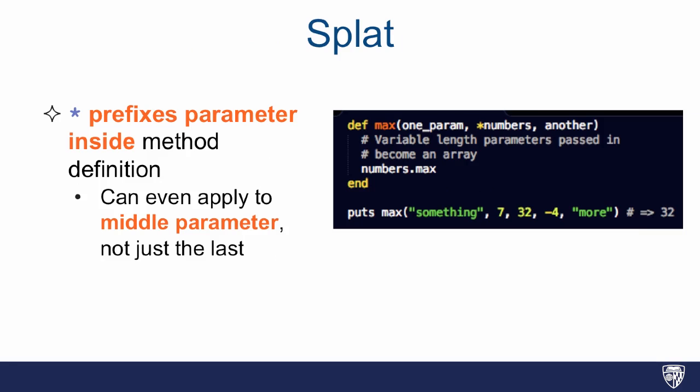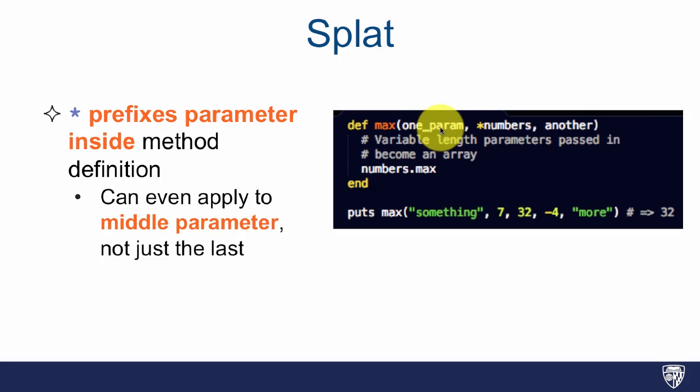Splat. This is an interesting concept. It almost looks like a pointer, like a C pointer, but it's not. It's similar to how var args, variable arguments, work in, say, Java. So you have a bunch of parameters that you want to pass, but you don't know how many, or you don't really care how many. You want all the parameters to be treated as one parameter, and all those parameters become one big array inside the method. And the interesting part about how this is used in Ruby is that this could even apply to a middle parameter, not just the last parameter in the method.